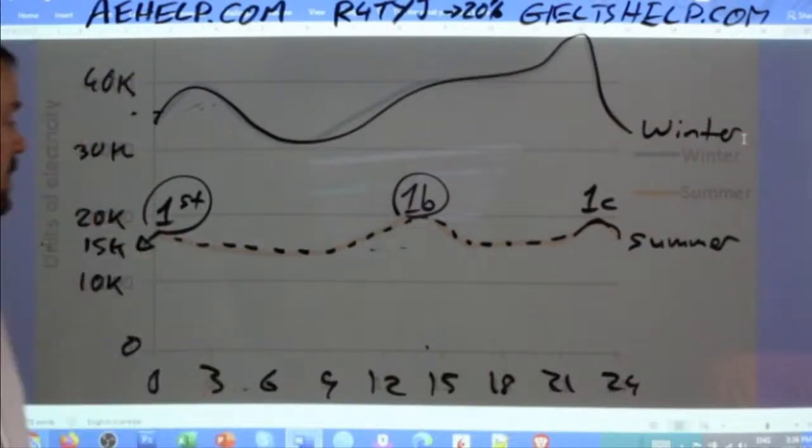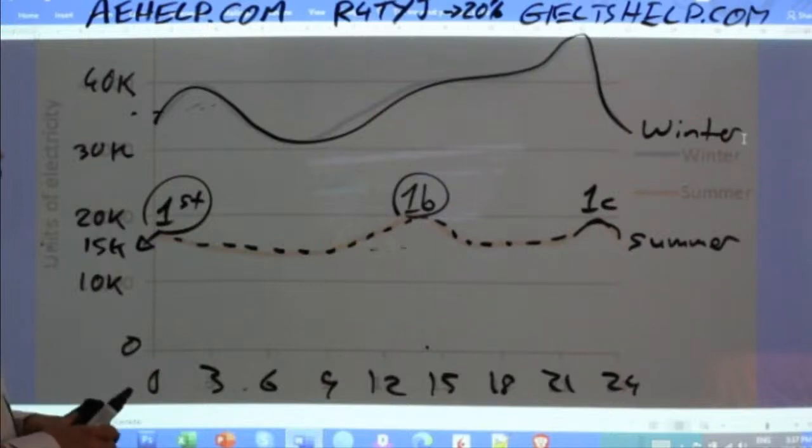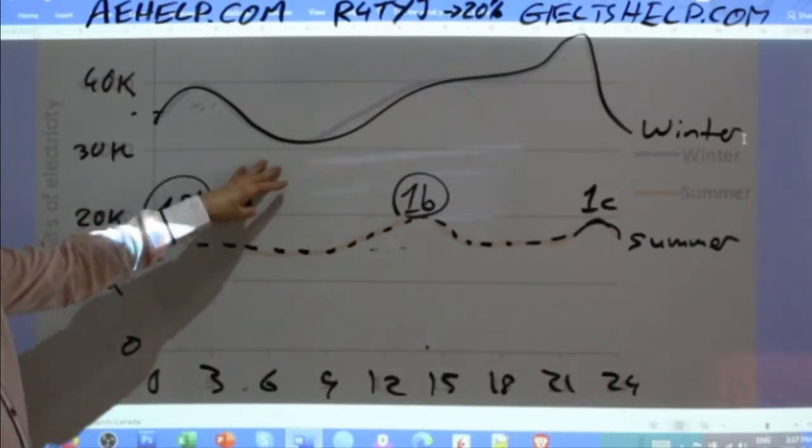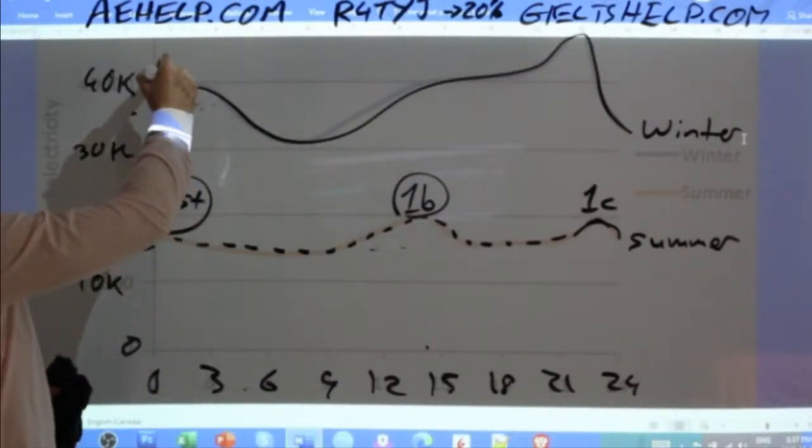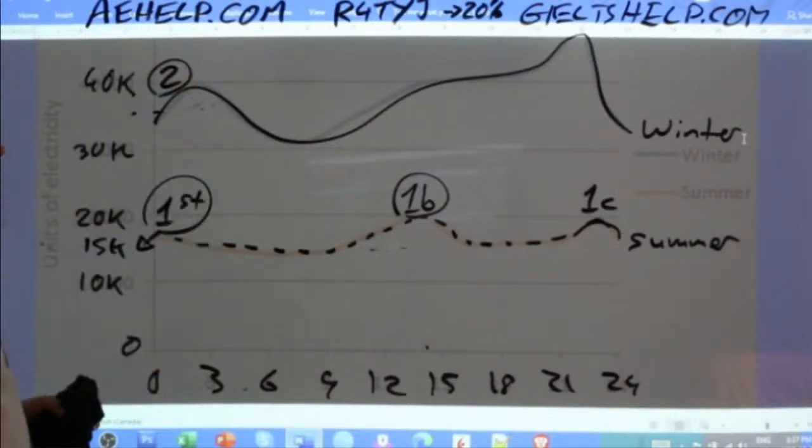Okay, so this would be my first point. Now, my second point would obviously be winter. Now, winter is a little bit more detailed. So winter, I would start here with a line. Okay, so that would be my 2.